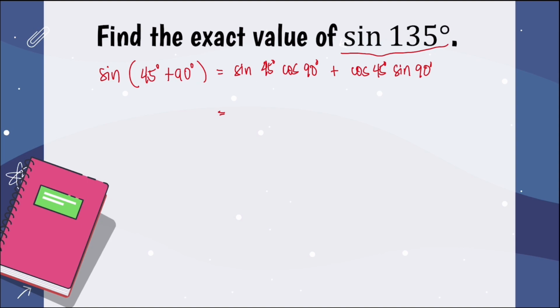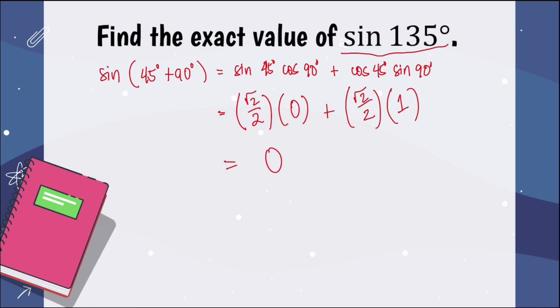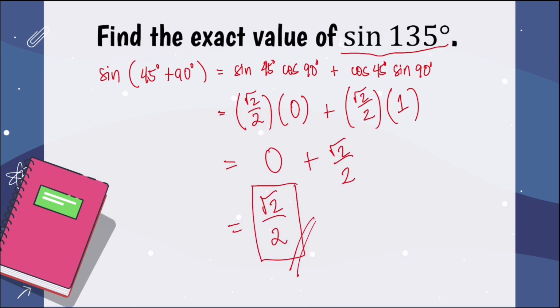So sine of 45 is square root of 2 over 2. So let's write square root of 2 over 2. For the cosine of 90, it's 0, plus cosine of 45 degrees is square root of 2 over 2 again. And for the sine of 90, it's 1. And then just simplify this. So this is now 0 plus square root of 2 over 2. Or if we add, we have square root of 2 over 2. So this is now the exact value of sine 135 degrees.